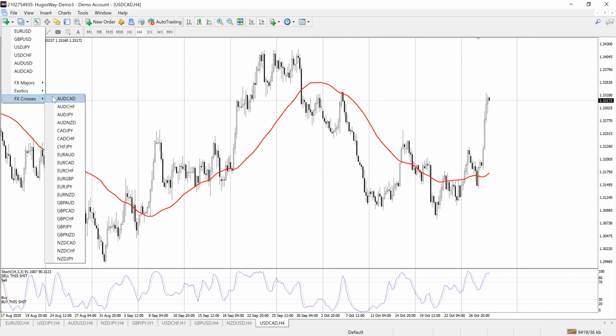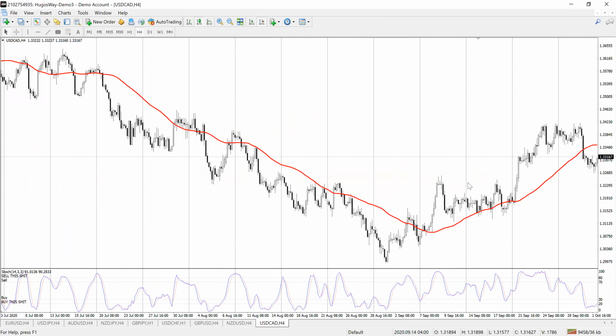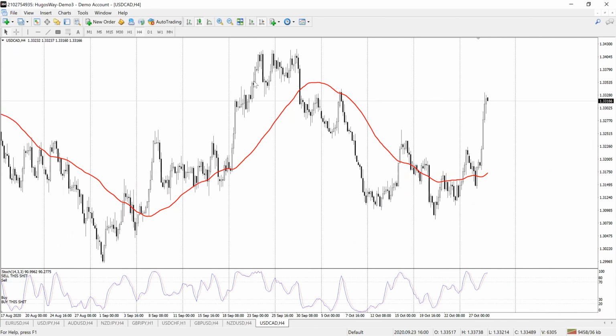So it's important that we know what we're trading and understand, okay, if the Australian dollar is listed first against the Canadian dollar, if the chart is going up, that means the Australian dollar has more strength than the Canadian dollar. If the market is going down, if the price over here is going down, then the Canadian dollar has more strength than the Australian dollar. To make it more understandable, let's see.